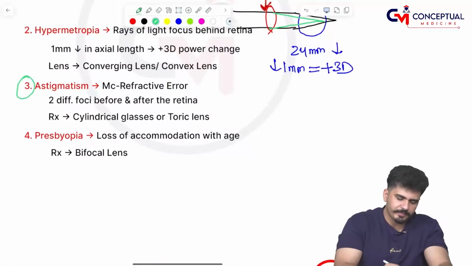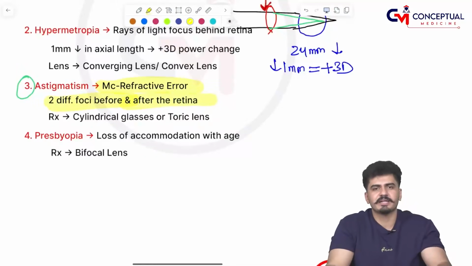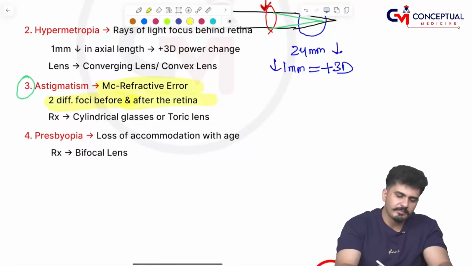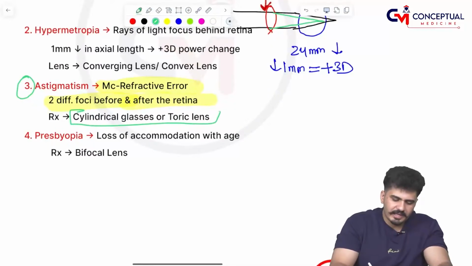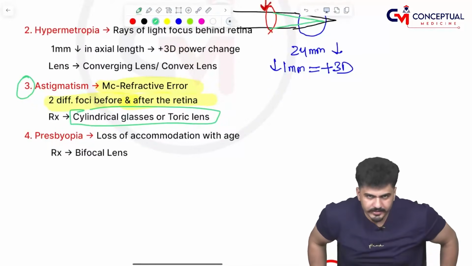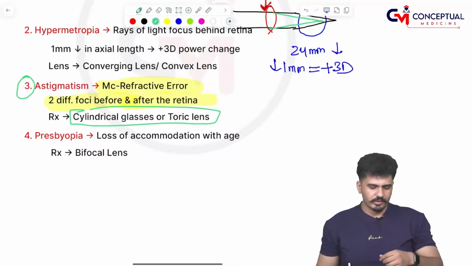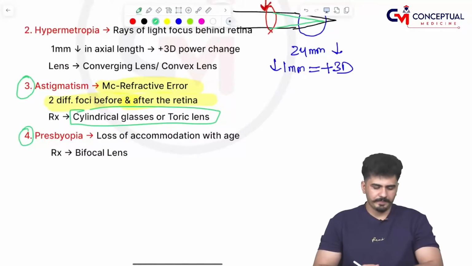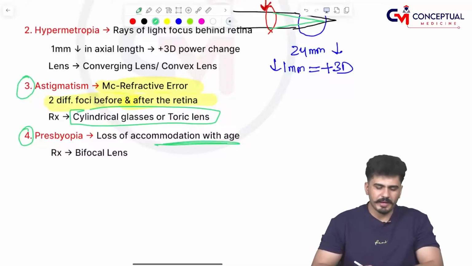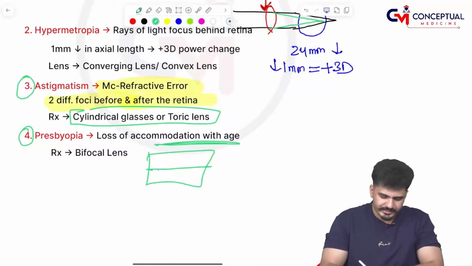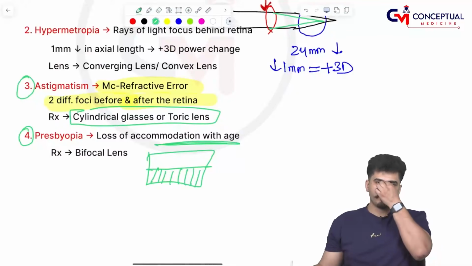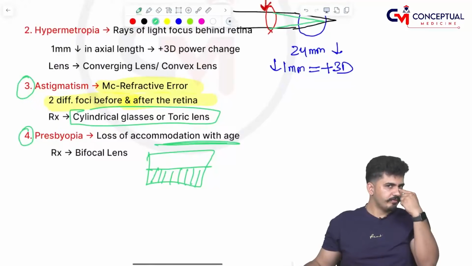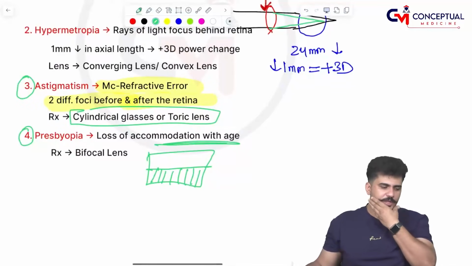Now astigmatism, sir: two different foci, one before the retina, another after the retina. Such a condition was asked in the exam, and here the treatment is cylindrical glasses or toric lenses. Then coming to presbyopia, loss of accommodation with age. Bifocal lens we are using. Bifocal is a lens of this type. For near vision we put it on the tip of the nose, and far vision we put on the glabella.